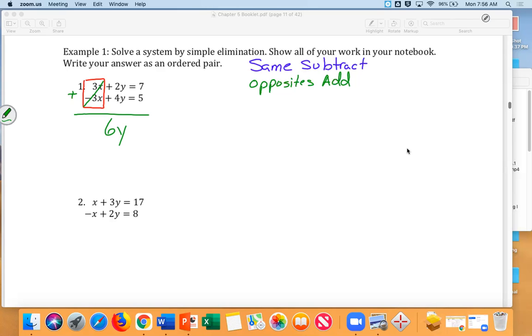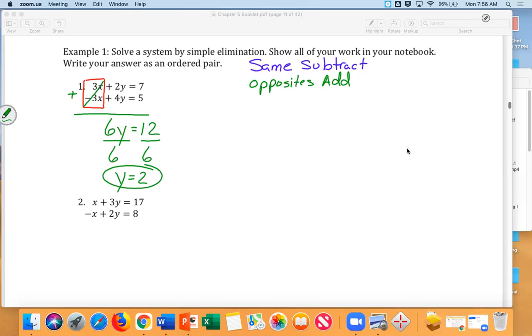Jack, you getting this? Then we have 7 plus 5 is 12. So I have 6y equals 12. Then I divide by 6. And I get y equals 2. Does everybody see how quick that was? I like this better than substitution, because I get to an answer pretty quick, right, Mr. Ferry?